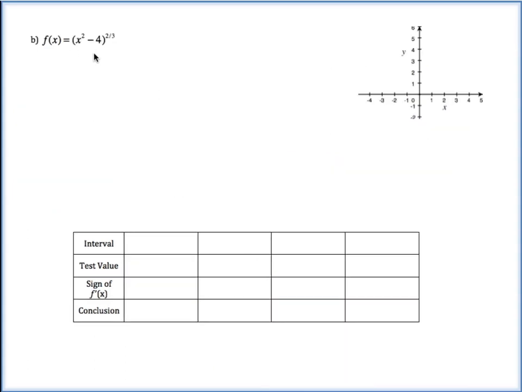Okay, so I want you to just work this problem along with me. First thing we need to do is find our derivative. Okay, and what rule do we use right here? That's got to be the chain rule. Okay, and let's simplify this.